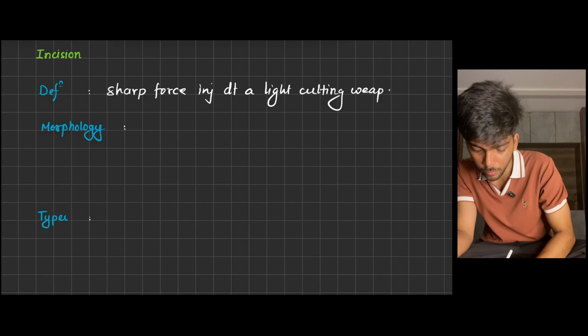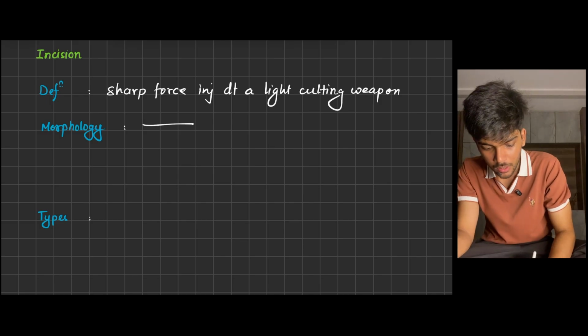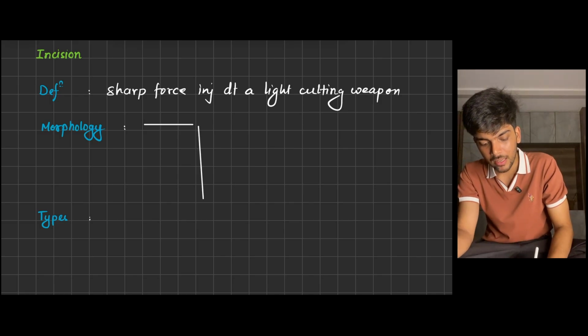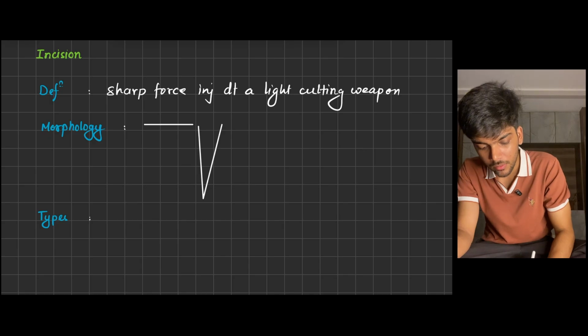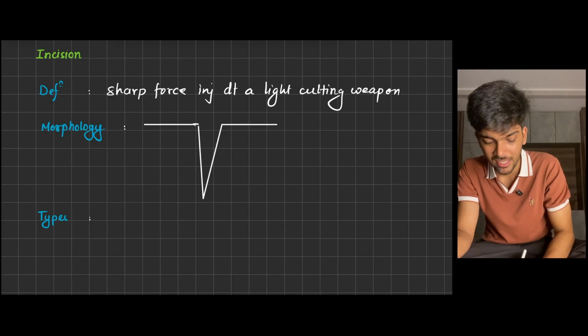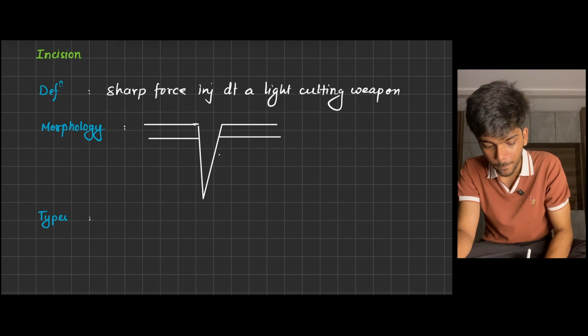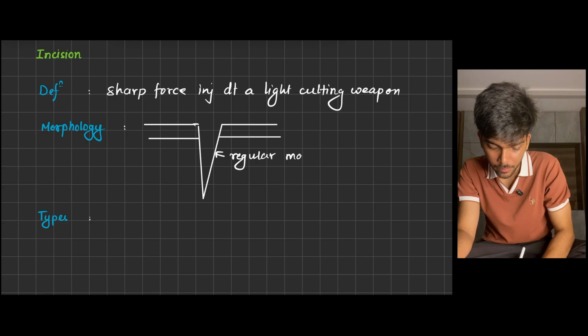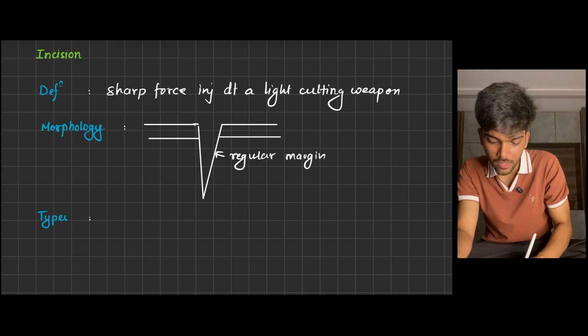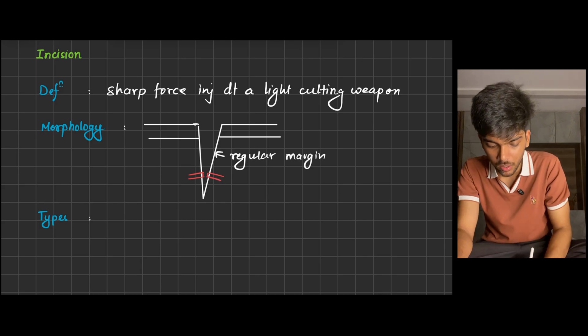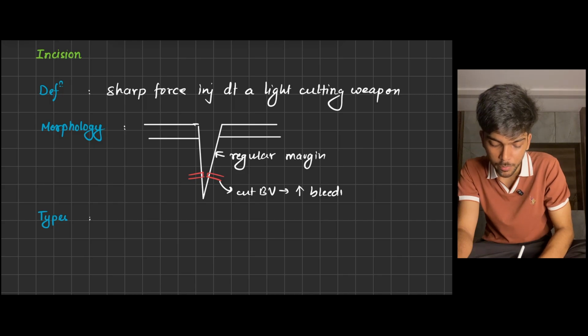Morphologically, it has a regular margin. Unlike laceration, which has irregular margin, incision has a regular margin. And the blood vessel, instead of being crushed like in case of laceration, it is cut. Since the blood vessel is cut, there is more bleeding because the blood has more space to gush out.